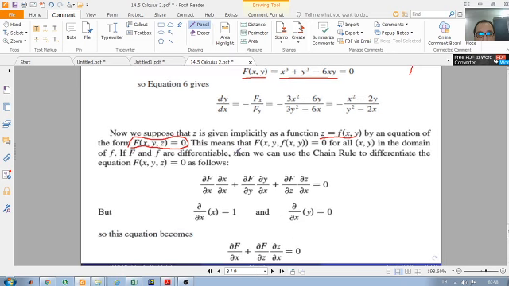So our implicit form for functions of two variables will be like this generally. So this means that actually writing z as f of x, y, you see, for all x, y in the domain of f, and if bigger F and little f are differentiable, then we can use the chain rule to differentiate the implicit equation as follows.